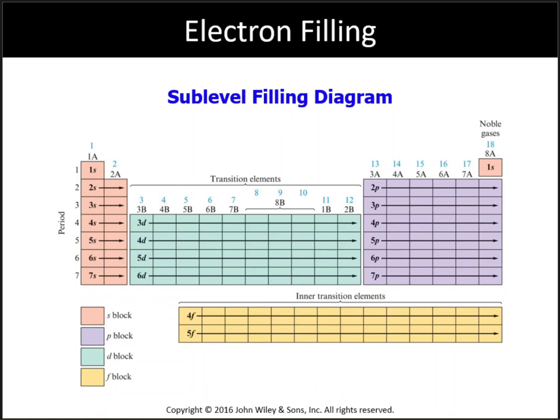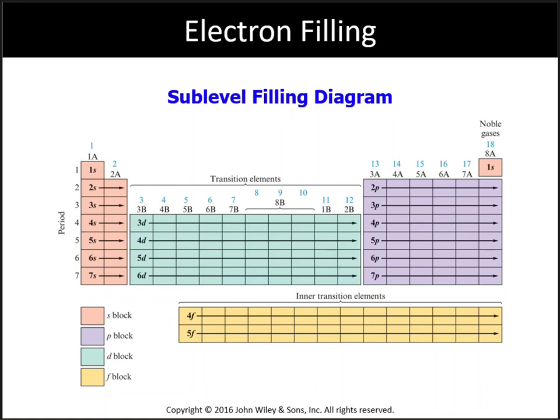Alright, so let's review the electron configuration and electron filling from the periodic table. In this lecture, we want to show you how you can write abbreviated electron configuration and also electron configuration of transition metals, and then we move on to electron configuration of ions.